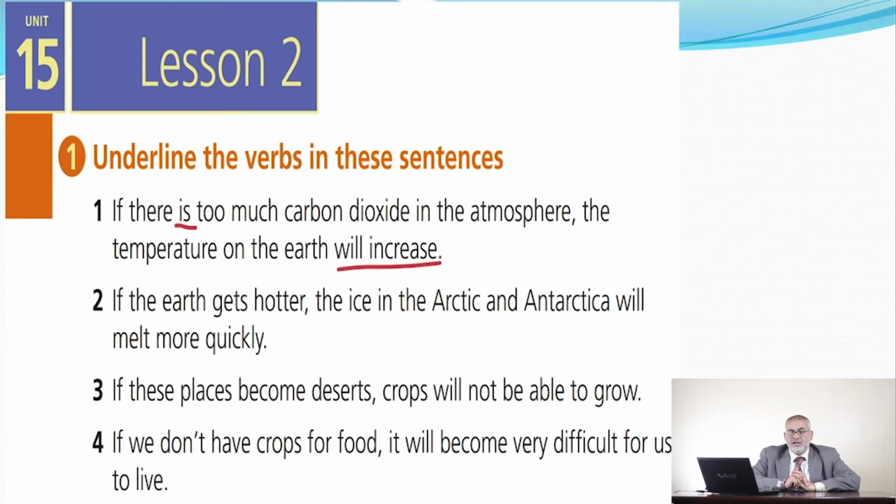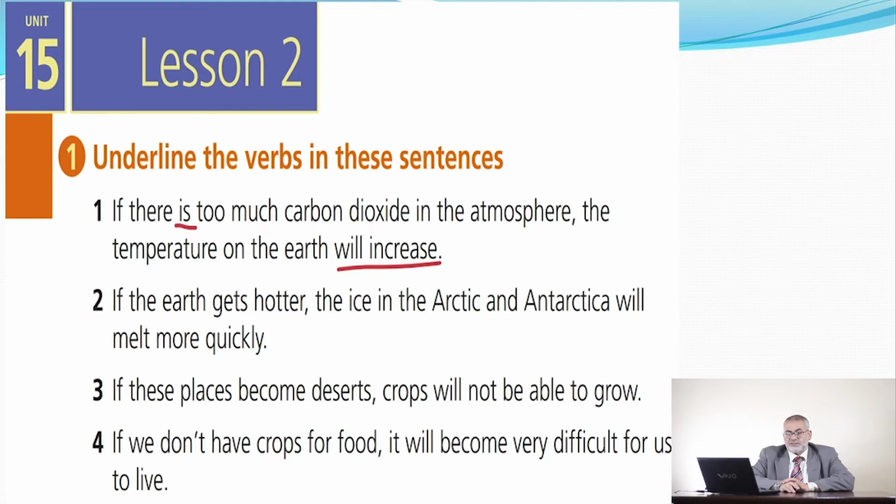First exercise, underline the verbs in these sentences. What are the verbs? الأفعال اللي في الجمل عندنا هنا. If you notice, all sentences have if. So, number one, the first verb is: if there is too much carbon dioxide in the atmosphere, the temperature on the earth will increase. The verb is in the first part of the sentence. The verb will increase is in the next part of the sentence.